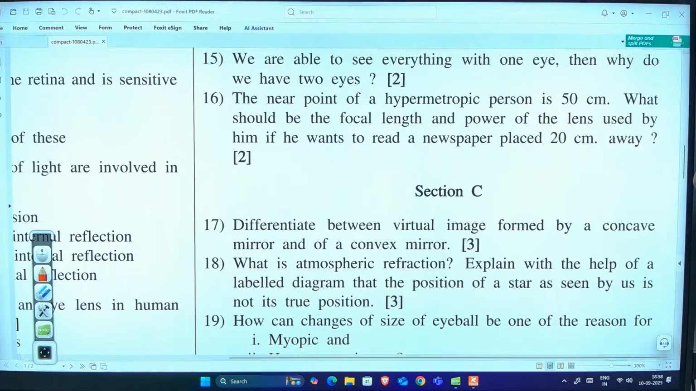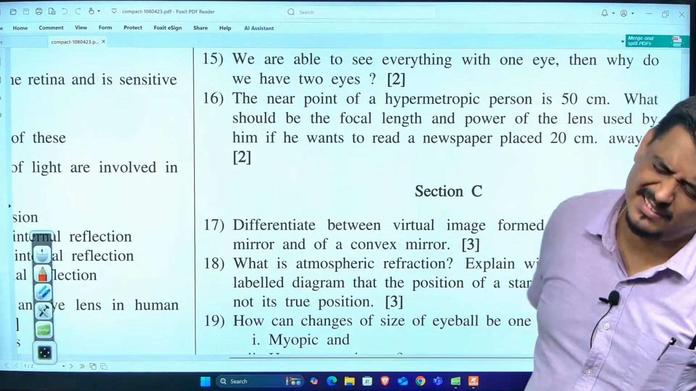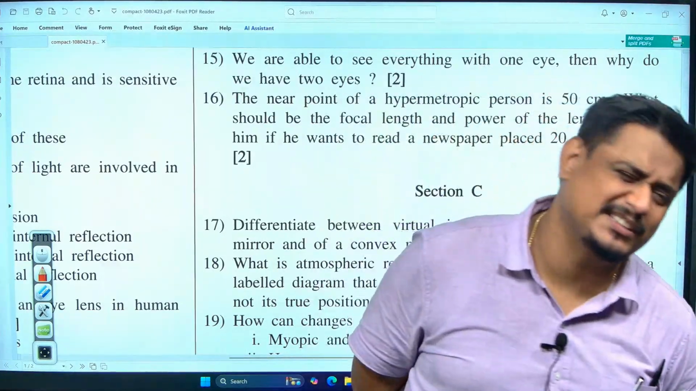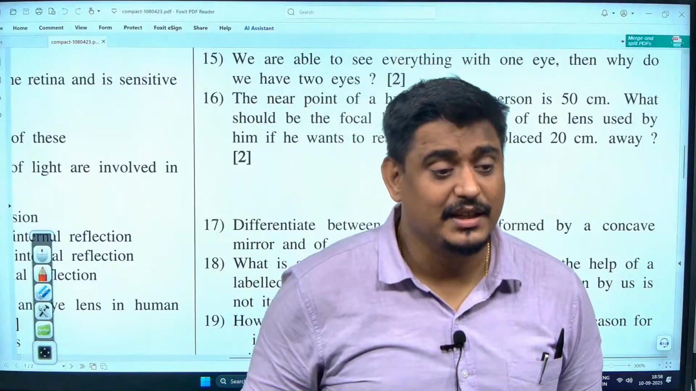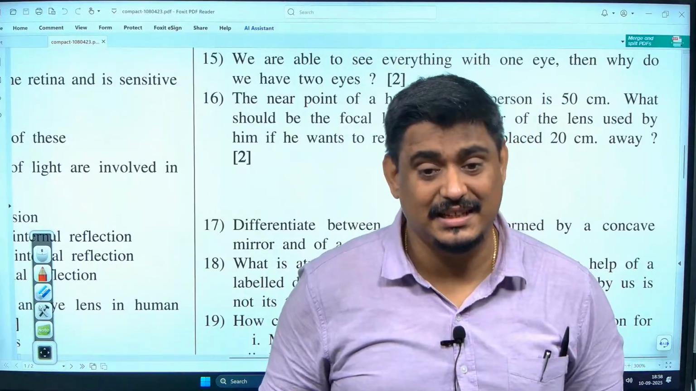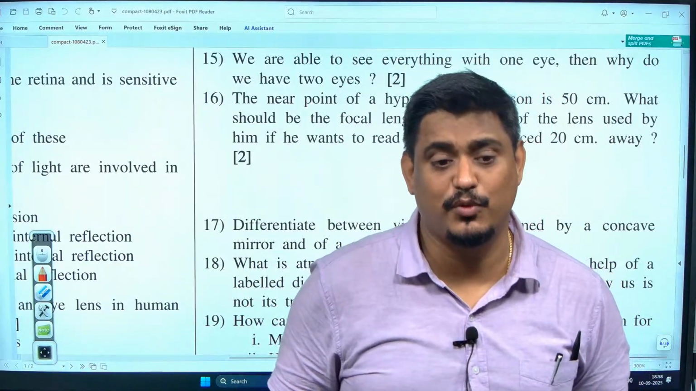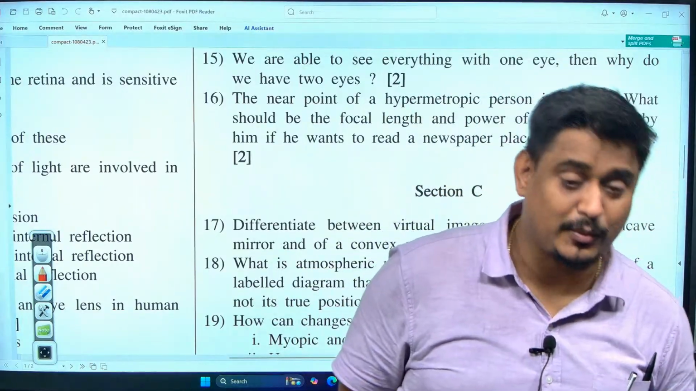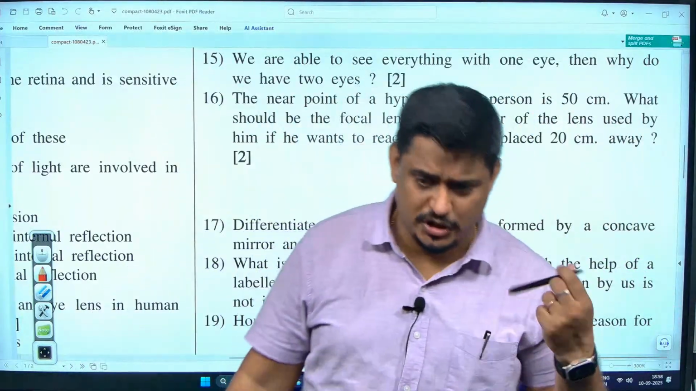How much is the value of f you are getting? 100 by, plus or minus? It should be plus, check your answer, because it is a hypermetropic eye. You must have a convex lens, and a convex lens must have a positive focal length. Check your calculation. Again I am repeating how the question has to be solved.